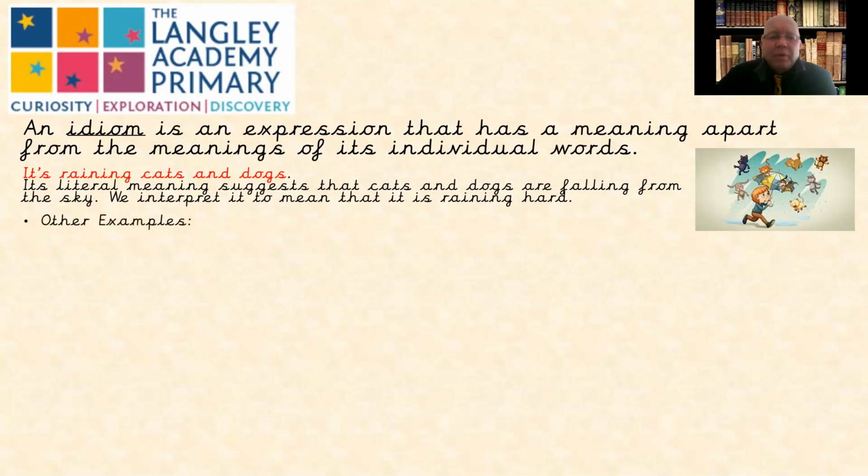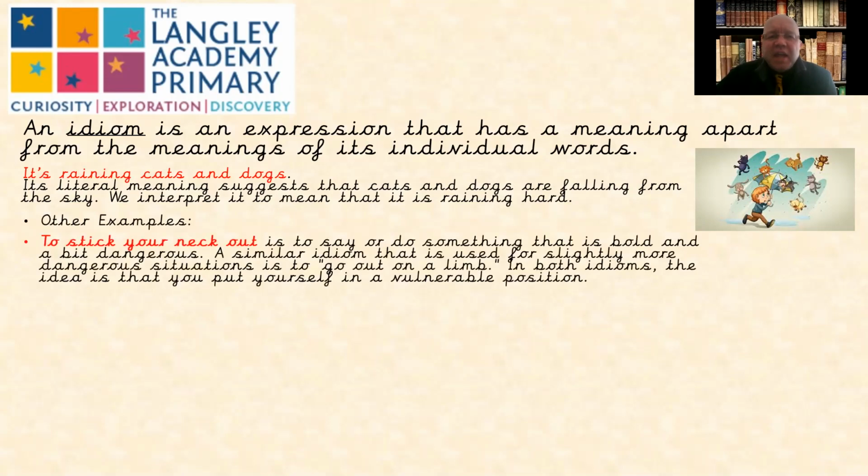So a few more examples. To stick your neck out. I wonder how many of you during your lives have ever stuck your neck out. Now, to stick your neck out is to say or do something that is bold and a bit dangerous. A similar idiom that's used for slightly more dangerous situations is to go out on a limb. In both idioms, the idea is that you put yourself in a vulnerable position.